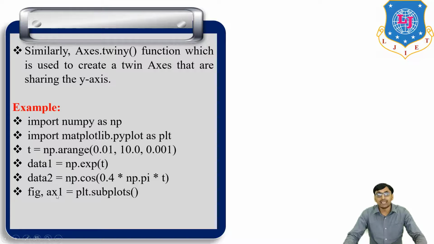Now, fig, ax1 is equal to plt.subplots parenthesis. It means to create a subplot for these two graphs. Now color is equal to tab:orange. The color of the graph is orange.